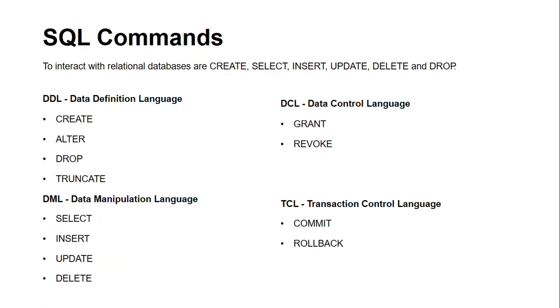So how many commands do we have? How many different types of commands do we have? We have different types of commands like DDL, called data definition language. DCL is the data control language. DML is data manipulation language, and TCL is the transaction control language. So what is DDL?